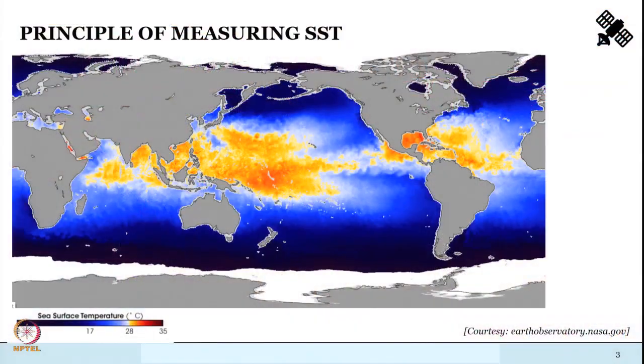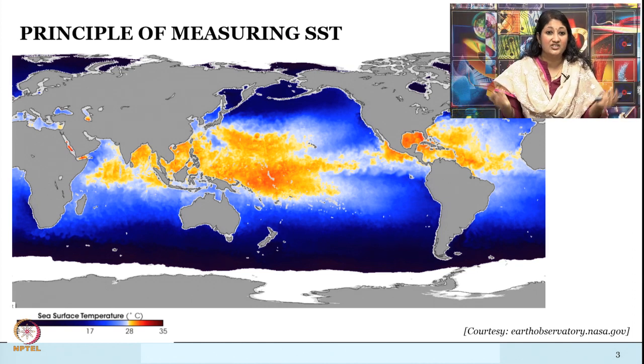See, the basic principle of measuring SST or sea surface temperature is important. So, let us start by trying to understand what is the basic principle using which satellite borne radiometers measure SST. In the past, SST could only be measured by using ships and buoys whose ranges were limited. And we also saw earlier that microwave brightness temperature, abbreviated as TB, is directly related to the physical temperature times the emissivity.